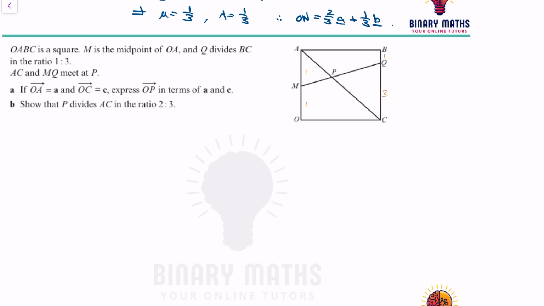If O to A is equal to A, and O to C is equal to C, this is a square, which means A to B is also equal to C, and C to B is also equal to A. Express OP in terms of A and C.